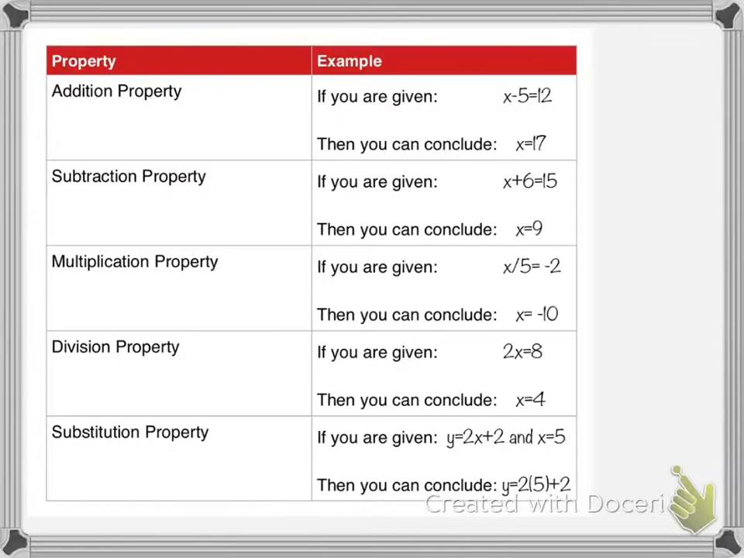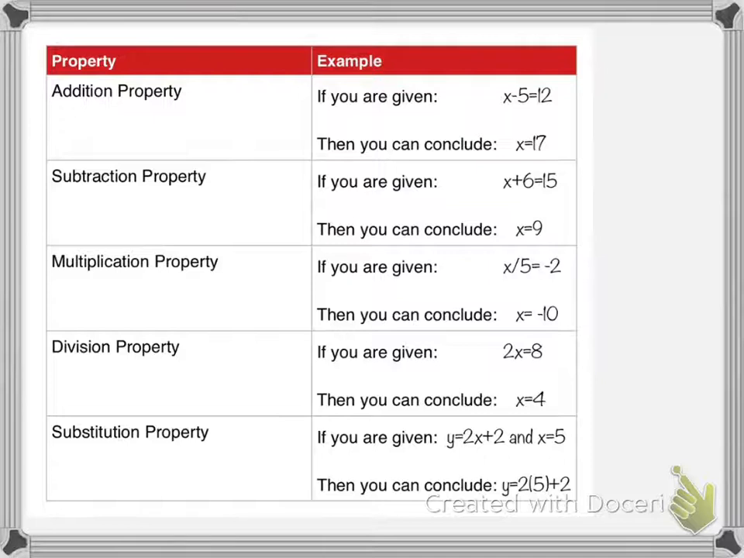Okay? Before we get straight into proofs, I'm going to look at some properties. These are properties that you've seen before in algebra, but we're going to go over them again because we are starting with algebraic proofs and then we'll work our way up to geometric ones.